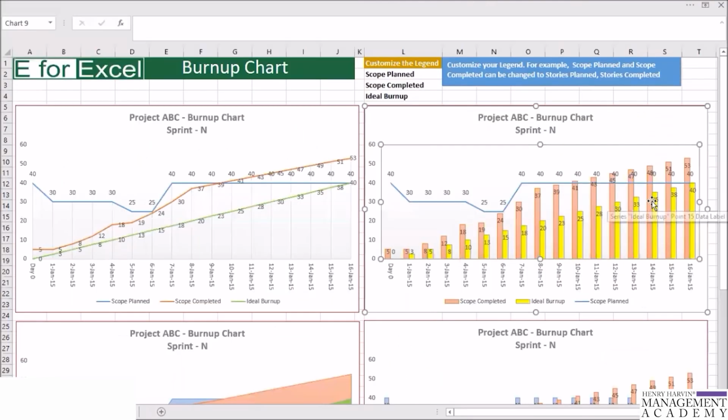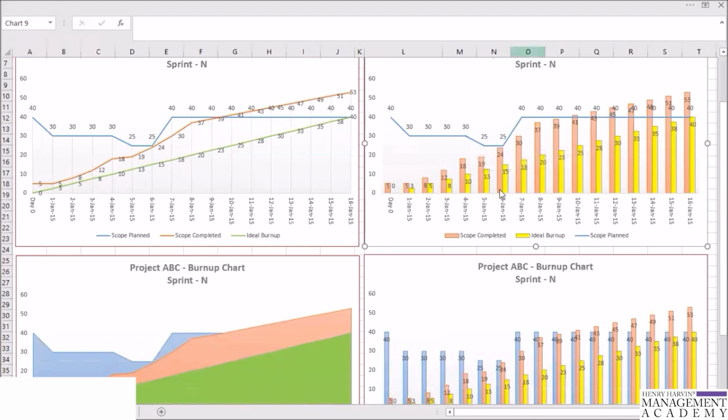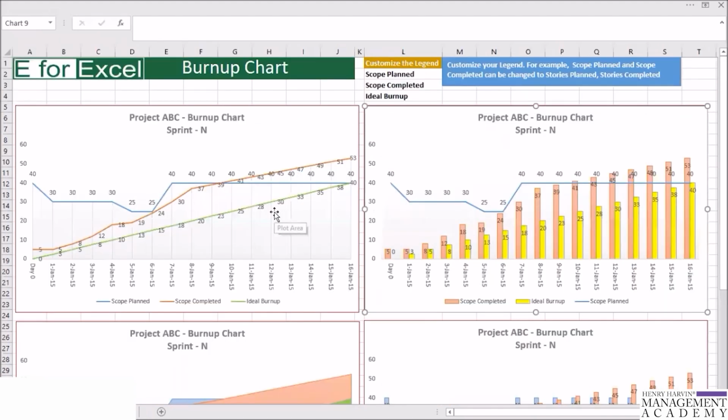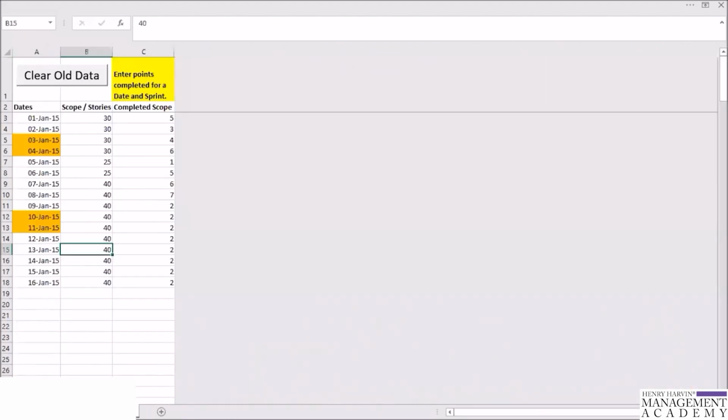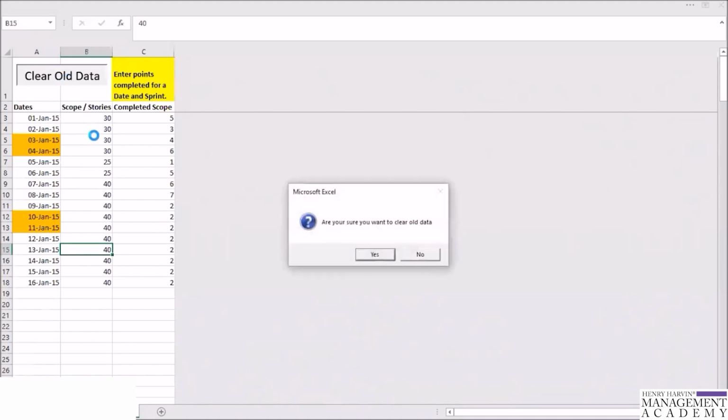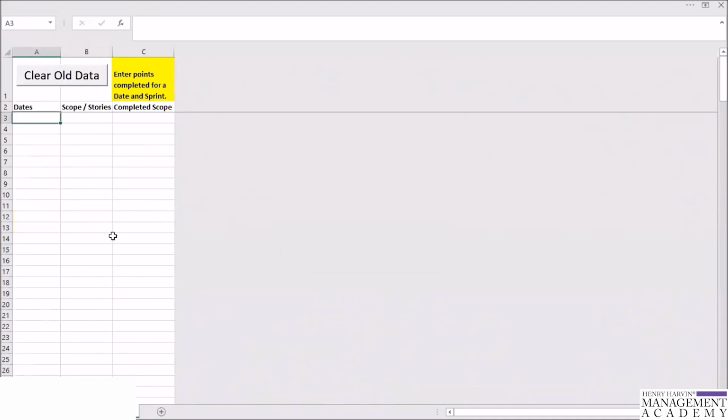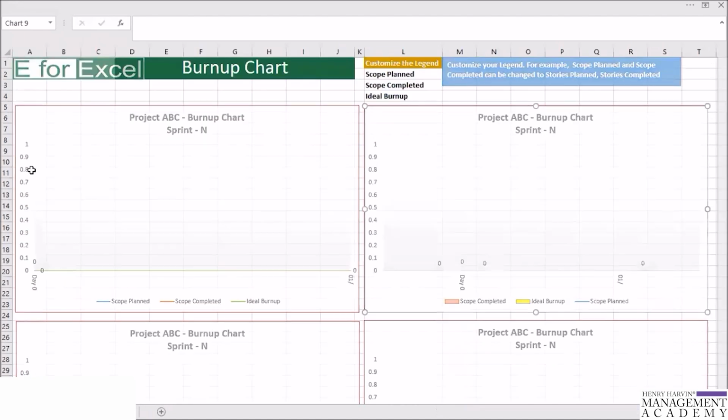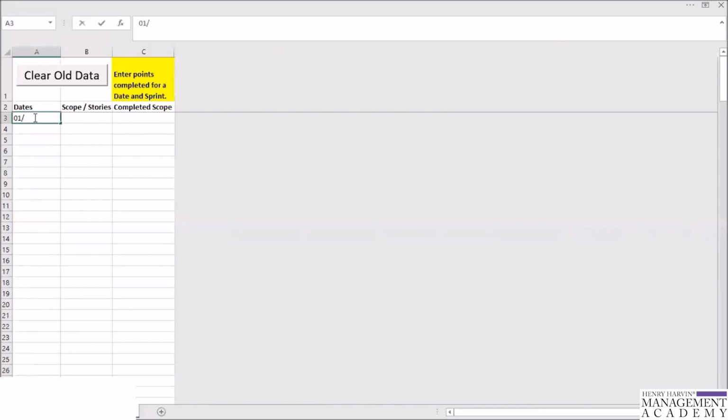So if we come here, I have taken this from one of the organizations, which has given an Excel template of these burn up charts. And if you clear the old data here, there is nothing in this chart, and say you are tracking the progress of the project and you enter the date 01/01/2017.